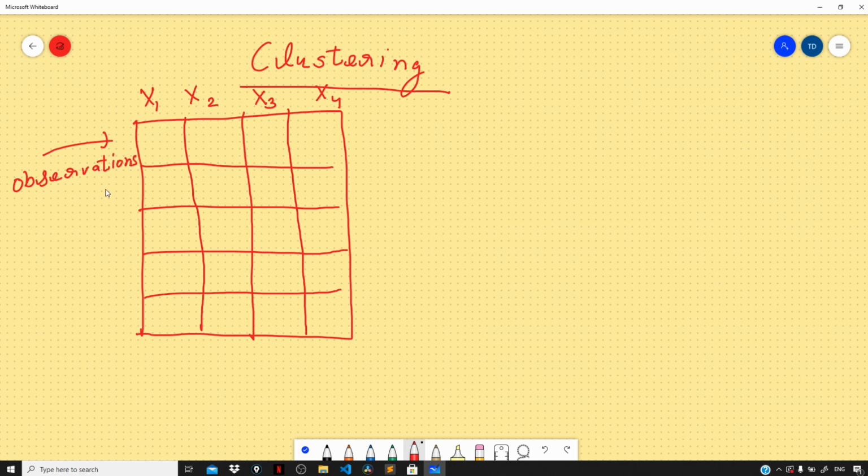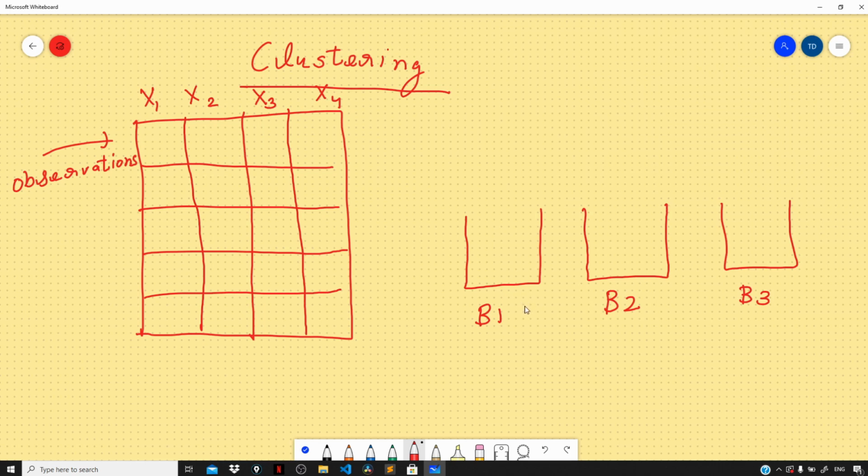Now what do we mean by clustering? If I talk about the definition of clustering, taking this dataset into account, it is termed as the division of your observations or rows into something called buckets. So let us say we have a bucket 1, then a bucket 2, bucket 3, and we divide our observations or rows in these buckets so that similar observations are in the same bucket.